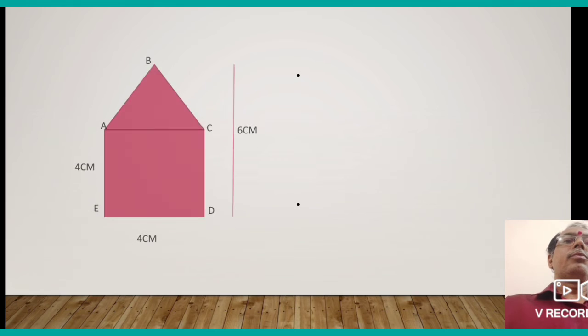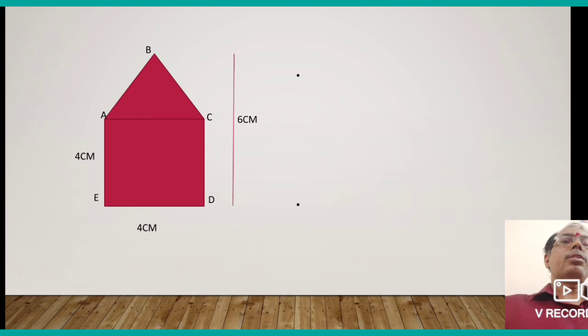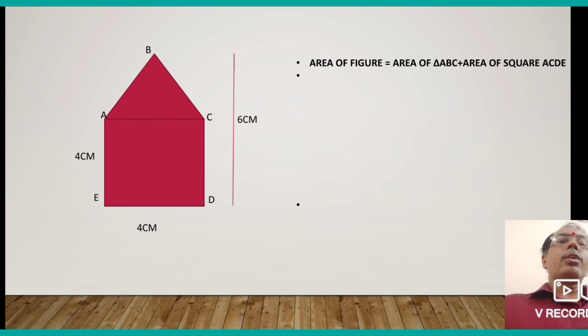Now let us see here important sums. Now we have to find the area of this adjacent figure. Here by seeing this figure we can say easily area of triangle ABC plus area of a square. Here we have the two figures, one is triangle ABC and the other is a square. In this, the full figure height is given as 6 centimeters and each side of the square is 4 centimeters. Okay.